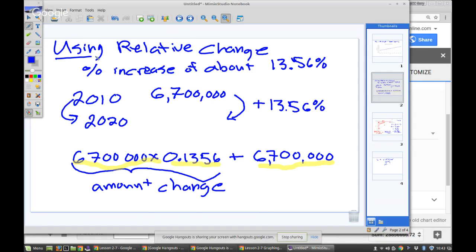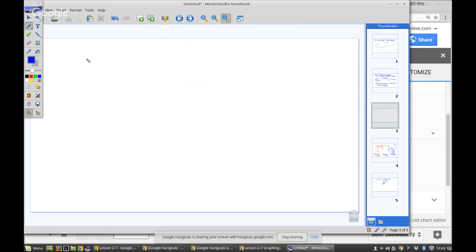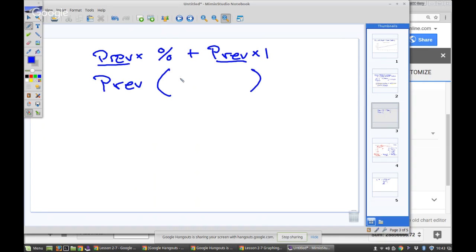All right. So we're still looking at using relative change, and there's another way to look at it. Each time we made that calculation, we took the previous population times the percent change, and we added that back onto the previous population. Another way to look at it is you could say the previous population times 1. If you think about the distributive property in reverse, I have the previous population. I'm going to pull that out, and that's going to leave behind the percent change plus 1.